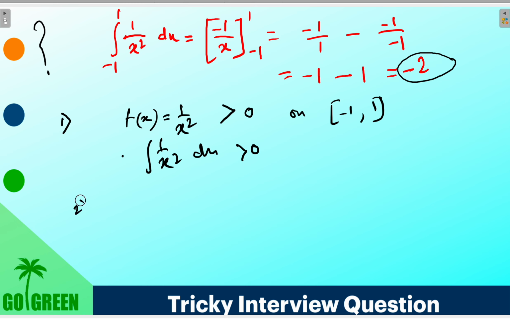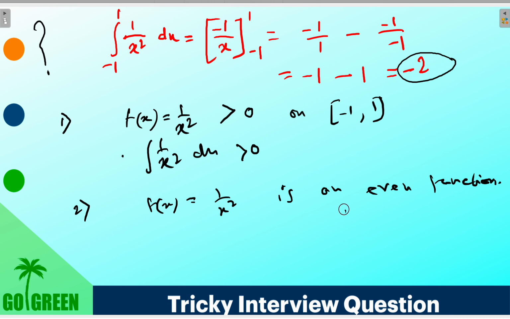The second confusion is this. The function fx equal to 1 by x square is an even function. If you remember what is even and what is odd for functions, an even function means f of -x must be equal to f of x. So f of -x is what? 1 by (-x) square, which is nothing but 1 by x square. On this side also fx equal to 1 by x square, which is given. So basically f of -x equal to fx.